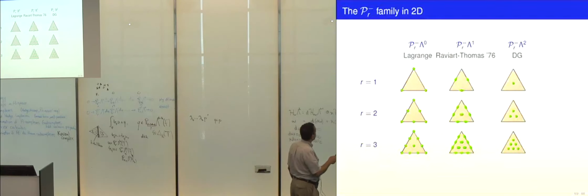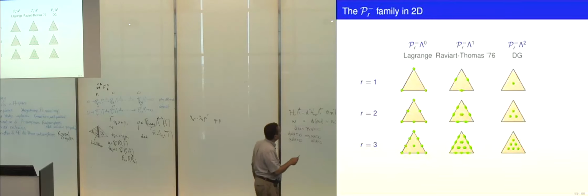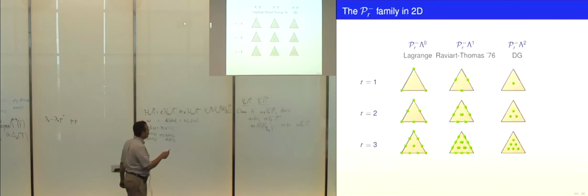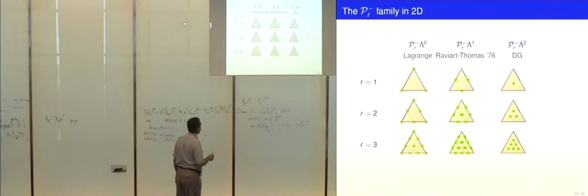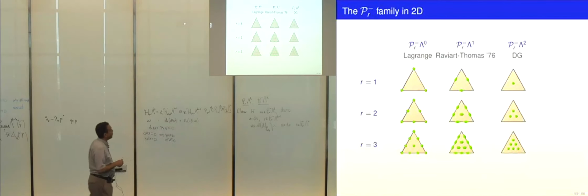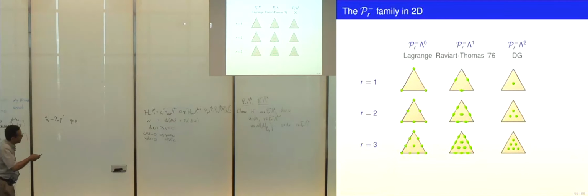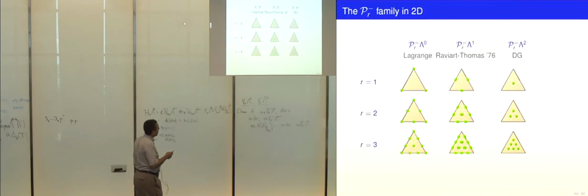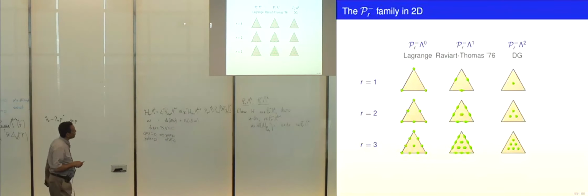So first of all, the PR minus lambda 0 forms will do 2D. Those are the same as PR lambda 0 forms, and those are just the familiar Lagrange elements. For R is 1, they're the piecewise linears with 1 degree of freedom per vertex. For R is 2, they're the piecewise quadratics with 1 degree of freedom per vertex and 1 per edge. For R is 3, there is 1 degree of freedom per vertex, 2 per edge, and 1 in the interior.